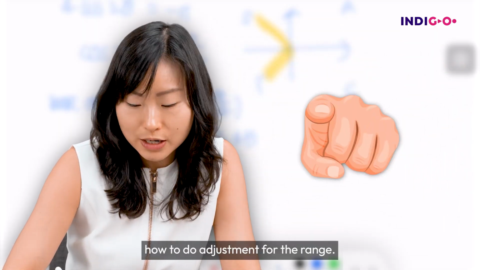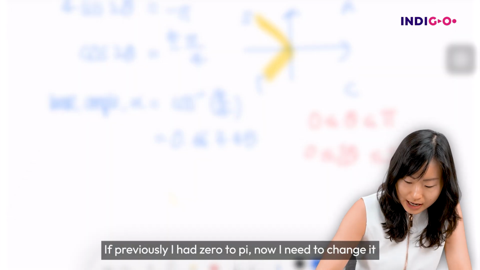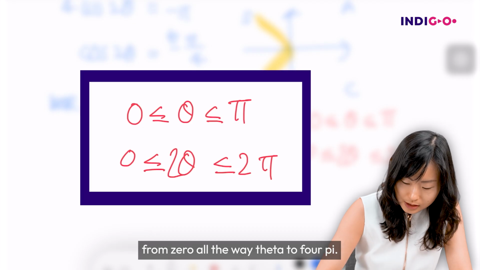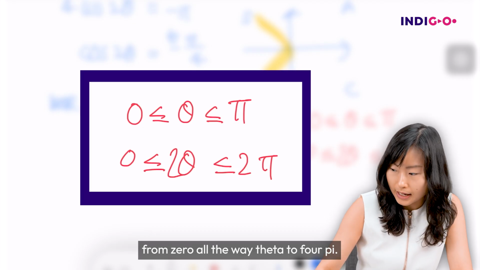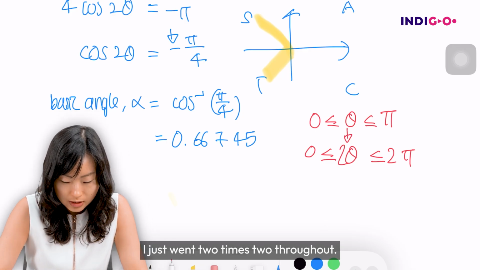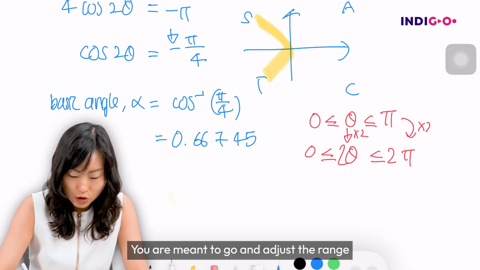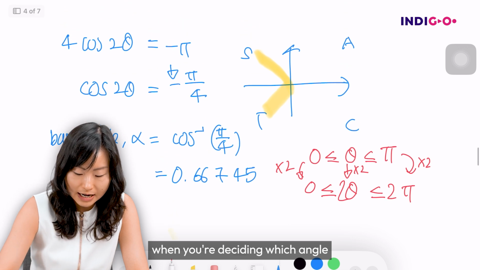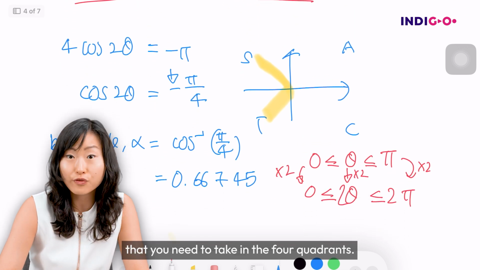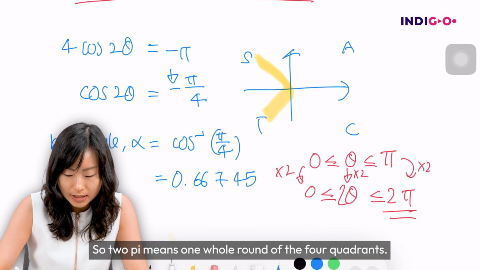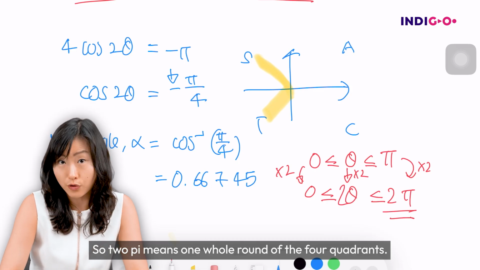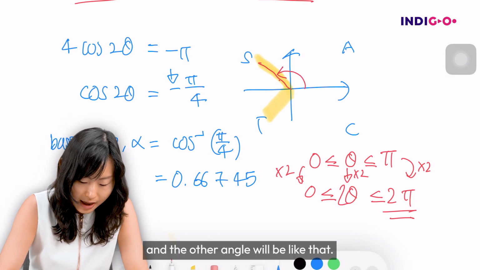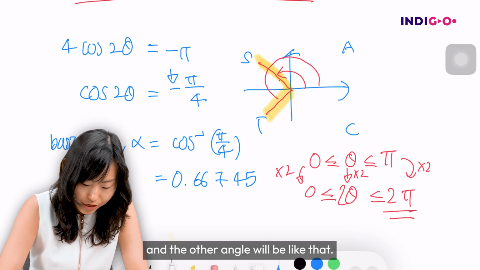So I'm going to show you how to do adjustment for the range. If previously I had 0 to pi, now I need to change it from 0 all the way to 4 pi for 2 theta. So you see what I did here? I just went times 2 throughout. You are meant to go and adjust the range because it tells you where to stop when you're deciding which angles that you need to take in the 4 quadrants. So 2 pi means one whole round of the 4 quadrants. So that means one of my angles will be as such and the other angle will be like that.